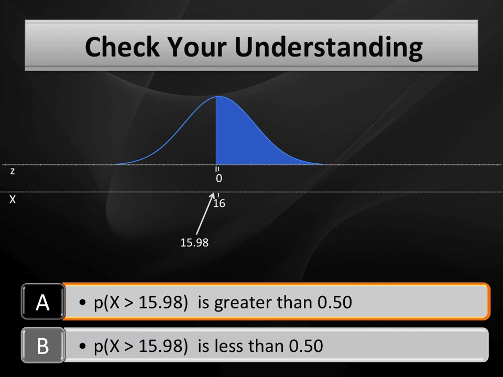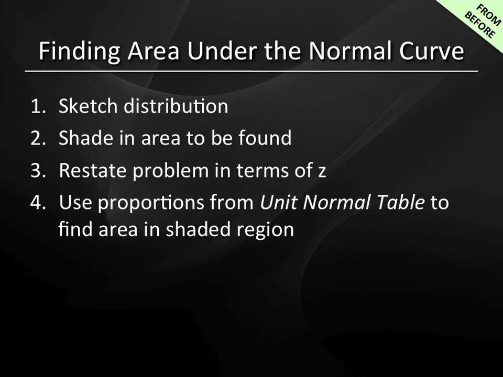So when we look up a value in the z table, which is what we're going to do, remember that we're looking for something greater than 0.5. So now all we have is a standard z problem. We're going to find area under the normal curve using what we've done before the midterm. We sketched the distribution, which is already done. We've shaded in the area to be found, also already done. We're restating the problems in terms of z. We have to do that, and then once we do that, we can use the proportions of the unit normal table to find the area.